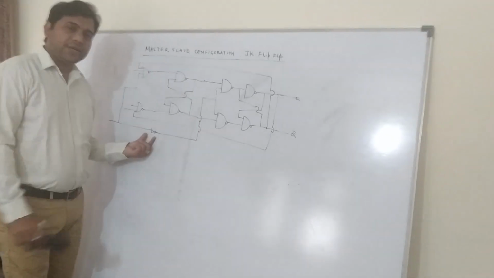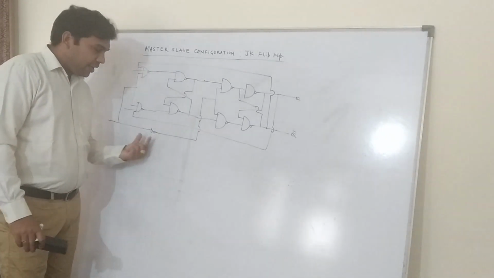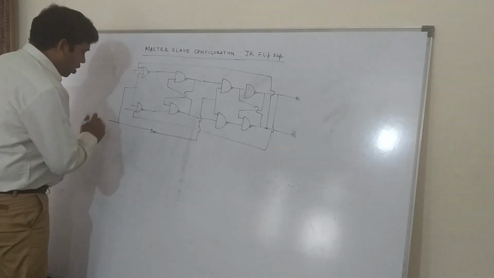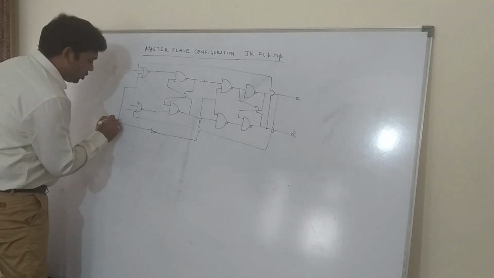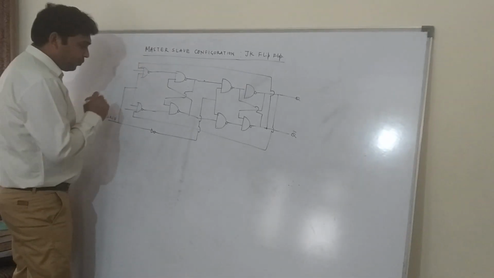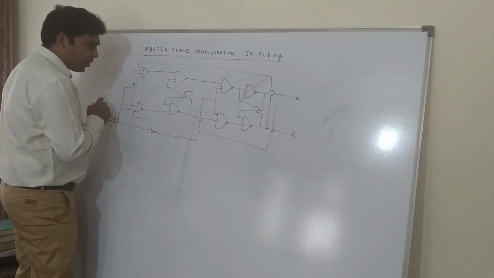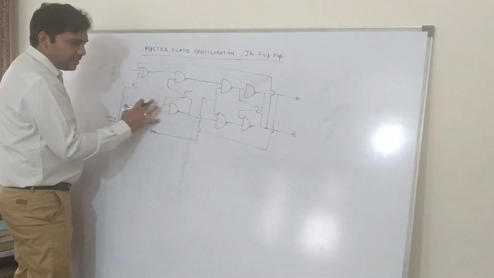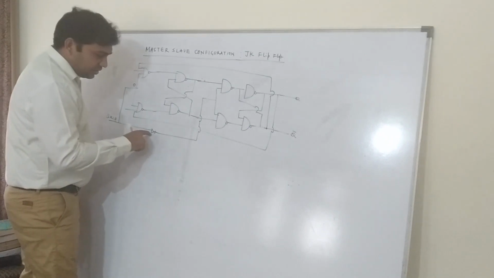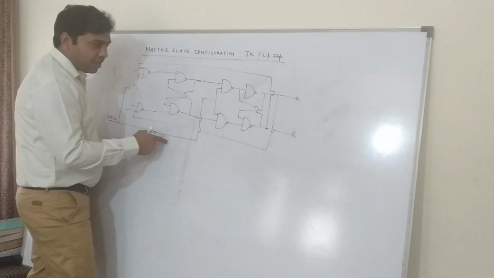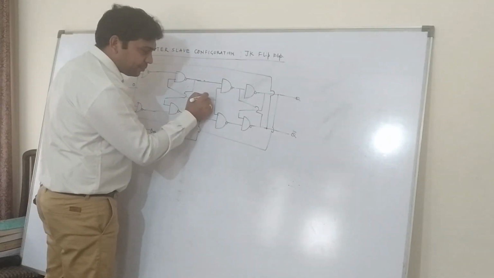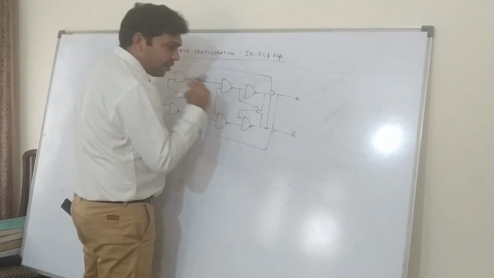Let's say the clock is given in such a way that it is given directly to the master, whereas the clock is given after inverting to the slave latch. This is very important. Here is the trick. Now, what is happening if the clock is 0? If the clock is 0, this will be 0, meaning this will remain in a memory state. And since the clock, after inverting, is fed into the slave, the clock will be 1 here, meaning at that time the slave will be active.